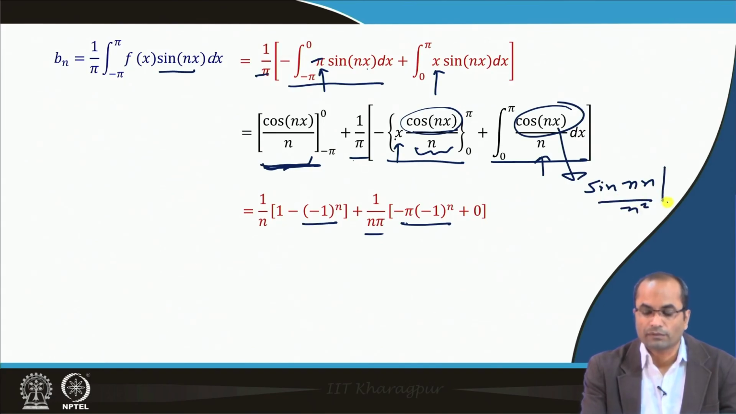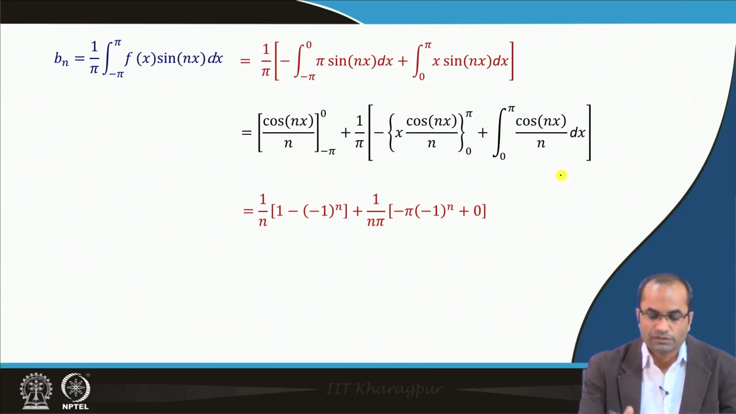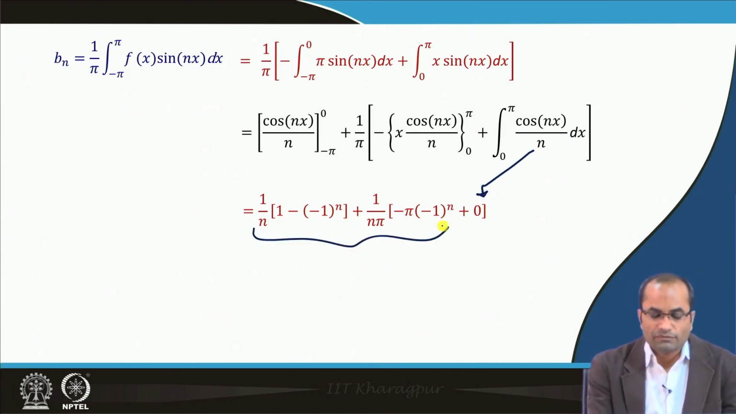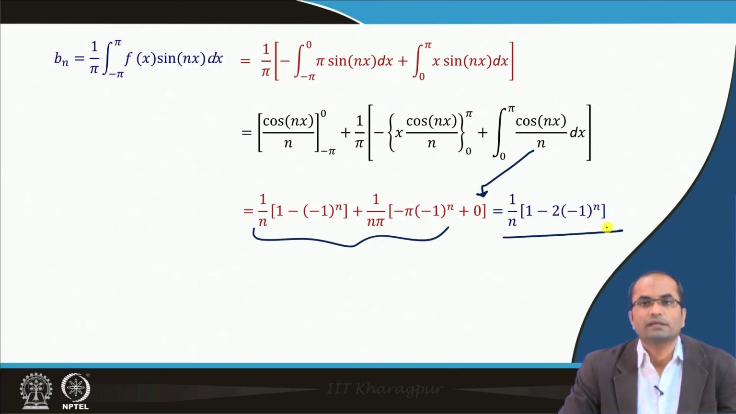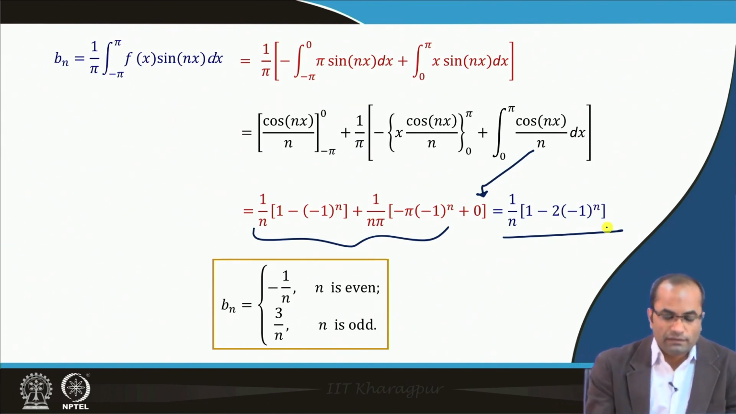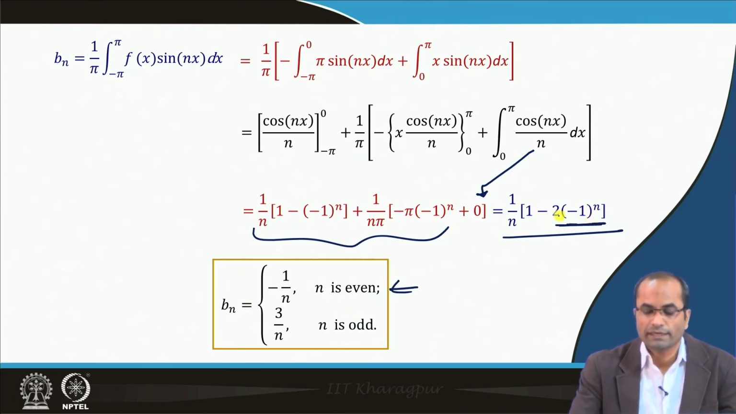But when we substitute the limits, the upper limit or the lower limit, because of this sine function this will become 0. So that is the contribution of the last integral, 0. Now we can simplify this. We are getting 1 over n and 1 minus 2 minus 1 power n for b n. For n even, we will get this minus 2, so 1 minus 2, the minus 1 over n will come. When n is odd, this minus 1 power n will be minus, so these two will be added and we will get 3 over n. So that is the coefficient b n we have.